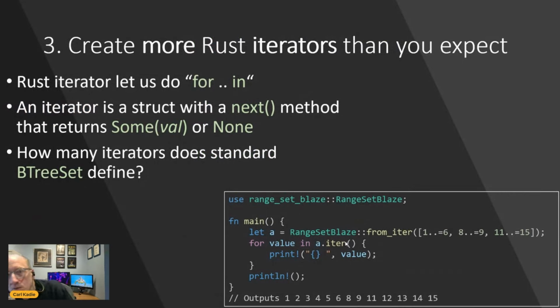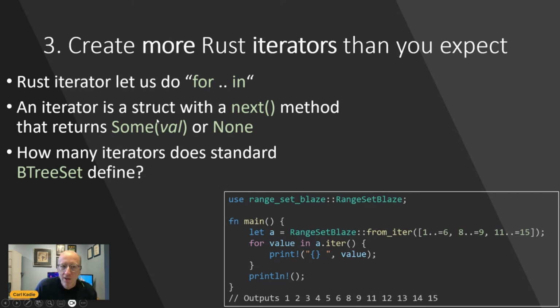Okay, rule three is just to be prepared to create more Rust iterators than you expect. So recall that in Rust, an iterator is the thing that lets us do a for in. So in this example, we create a range set blaze from this, and then we do for value in the range set blaze iter, and we'll get 1, 2, 3, 4, 5, 6, 8, 9, 11, 12, 13, 14, 15.